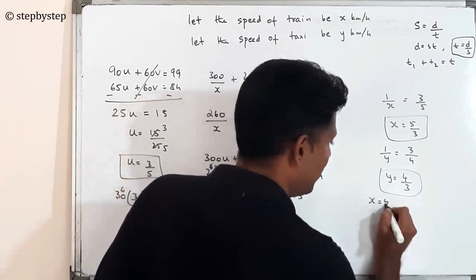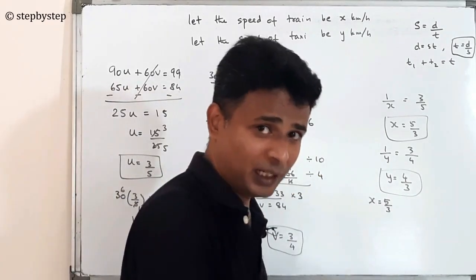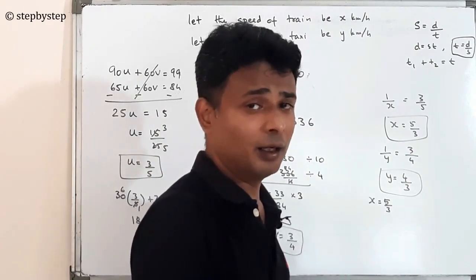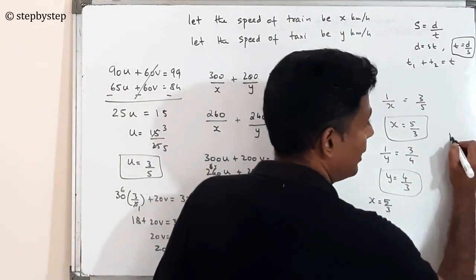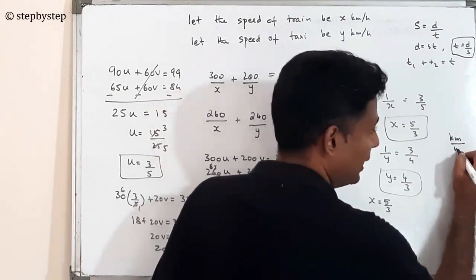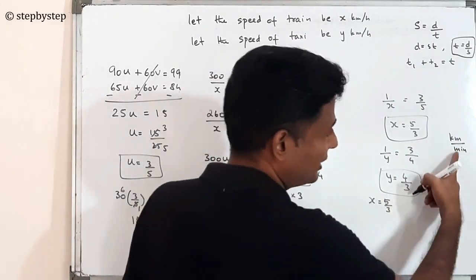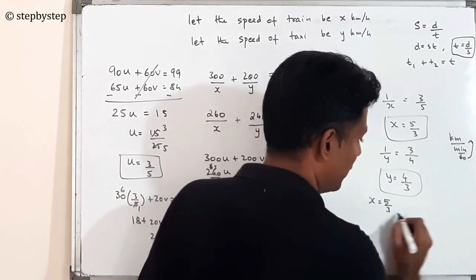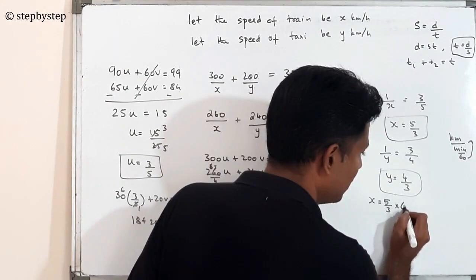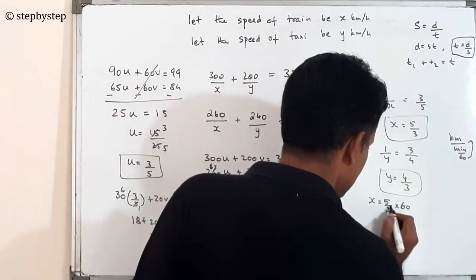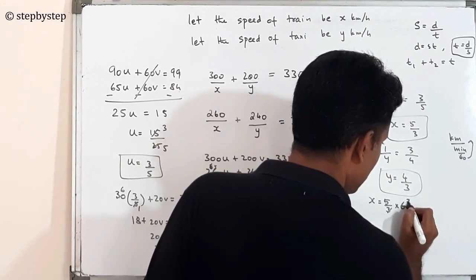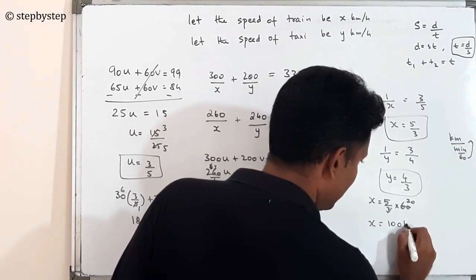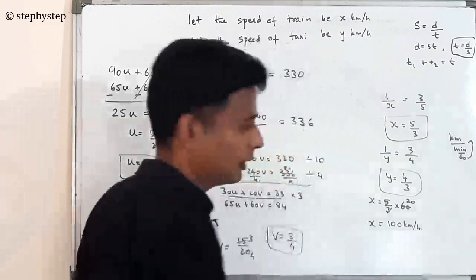x equal to 5 by 3. It is kilometer per minute. How do you convert minute to hour? Dividing by 60. Okay, remember it is kilometer per minute right now. So if I have to convert this to hour, I have to divide this by 60 and this 60 will go up, which means I have to multiply this by 60. So 3 ones are 3, 20s are 60. So x is equal to 5 into 20, 100 kilometer per hour.